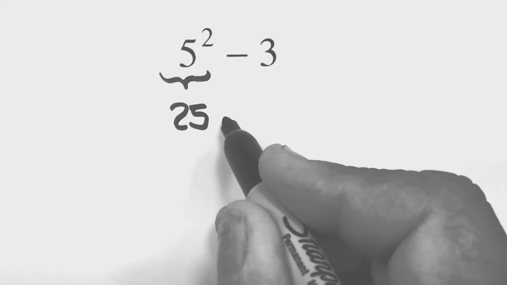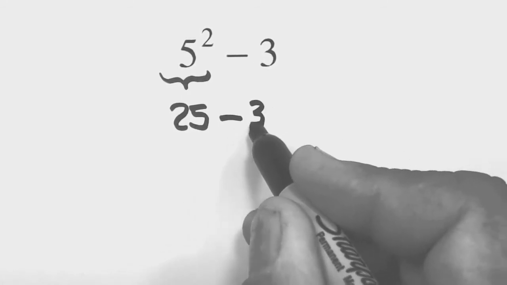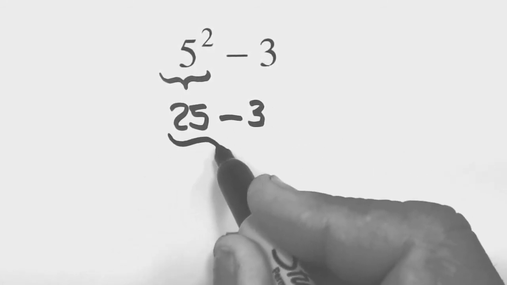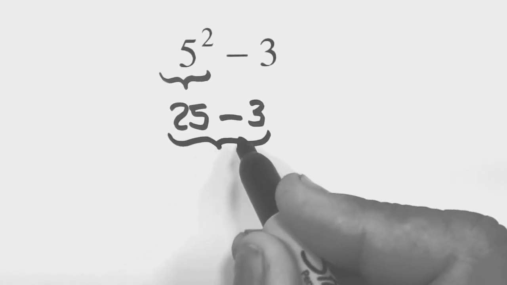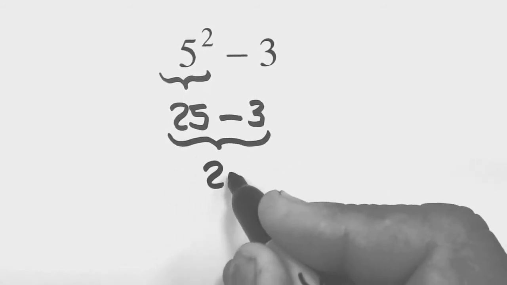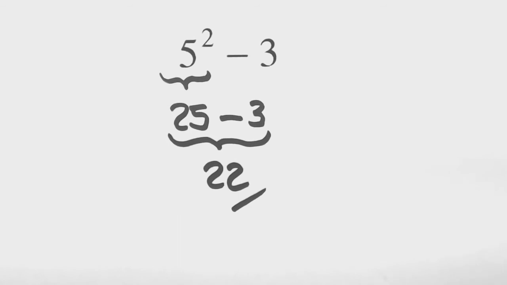Copy down what we haven't used. Here it is, the minus and the 3. Now there's only one thing left to do, so we do that. 25 minus 3 gives me 22.